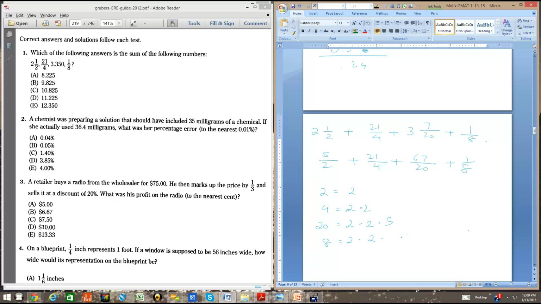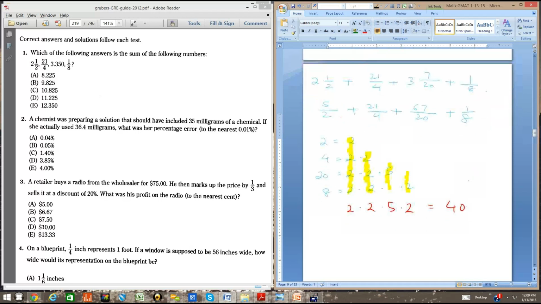So you see what's in common. All of them need this first 2. Some of them need this second 2. One of these needs this 5, and one of these needs this 2. So the common denominator would be 2 times 5 times 2, which is 40. So we're going to have 40 at the bottom for each one of these. How do you get to that 40?